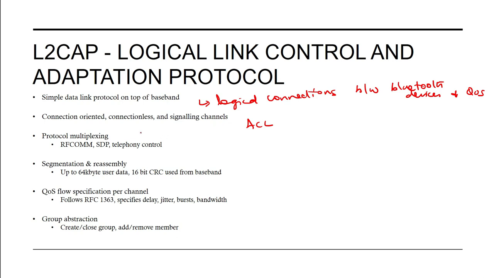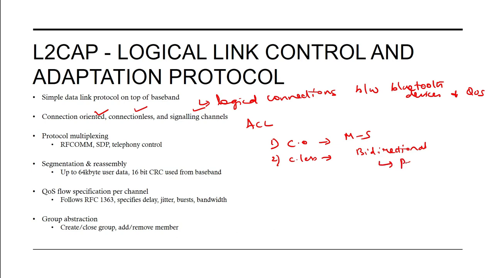So we have three logical channels. One is connection oriented, then connectionless, and then the signaling channel. For connection oriented, we go for unidirectional channels, that is master to slave. Next one, connectionless. For connectionless, we go for bidirectional. For bidirectional, we go for verifying all those quality of service parameters.